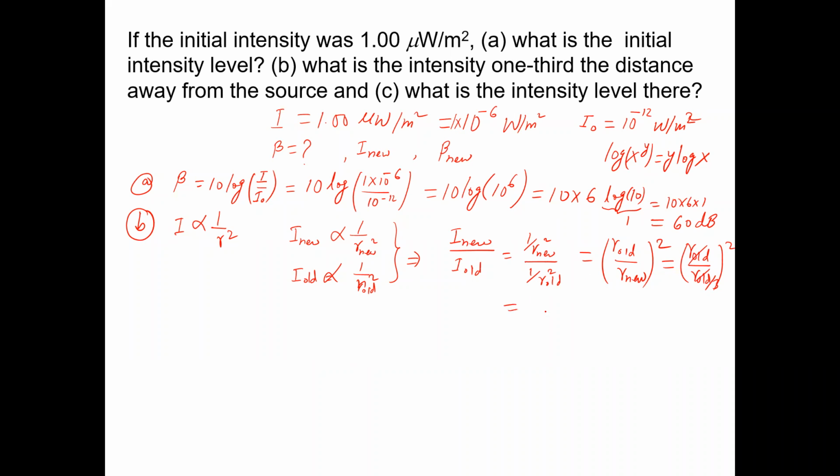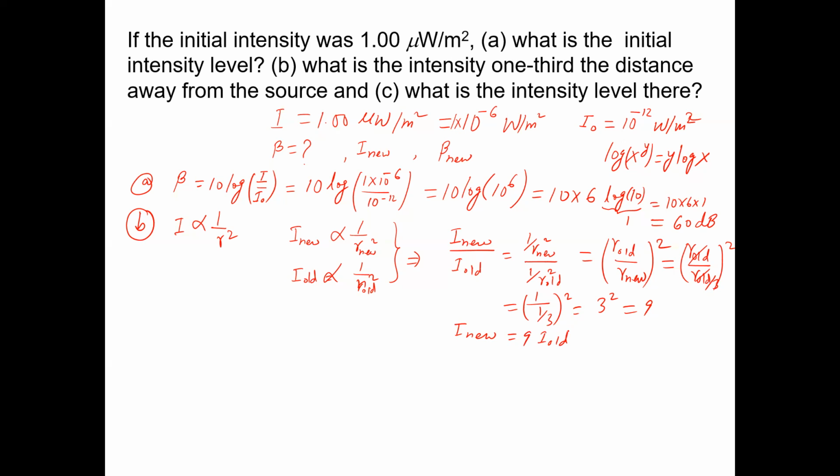Then what do you get? 1 divided by 1 divided by 3 squared. So 3 goes up, that is 3 squared, that is equal to 9. So it means if I solve it, I new is equal to 9 times I old. So it means if you're coming closer, then the intensity level increases, loudness increases. So if you decrease the distance by 3 times, the loudness increases by 9 times.